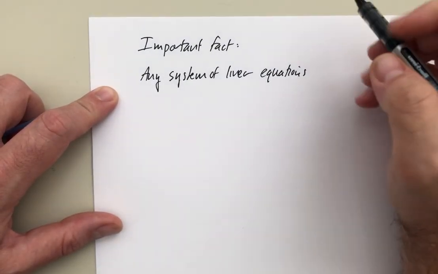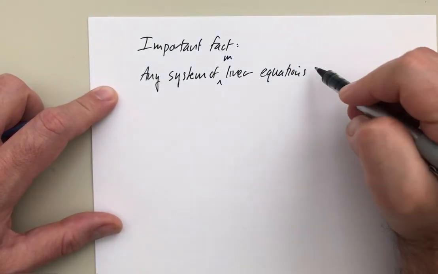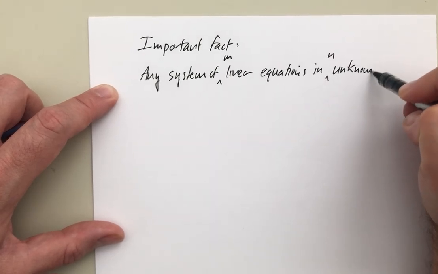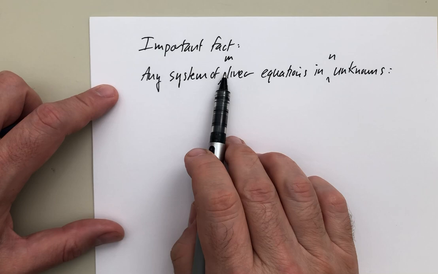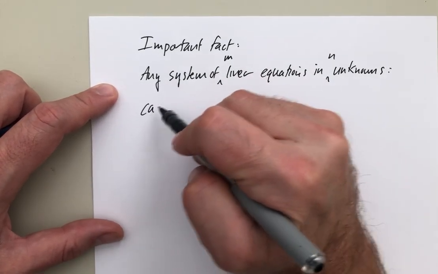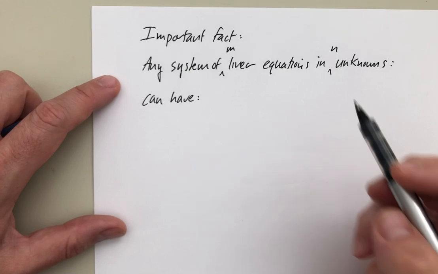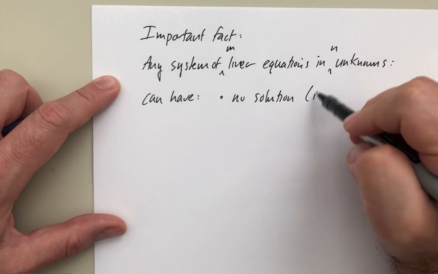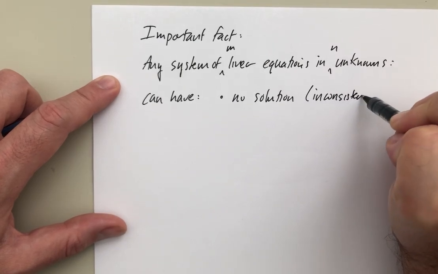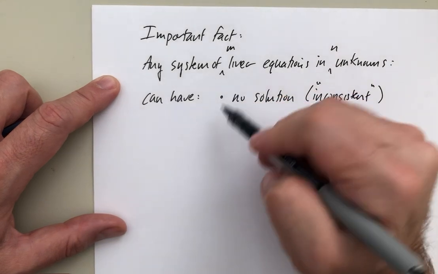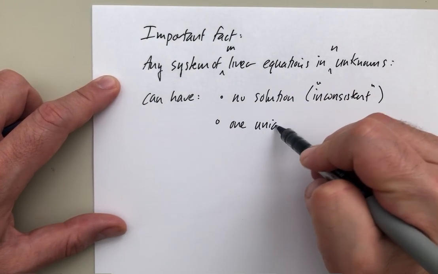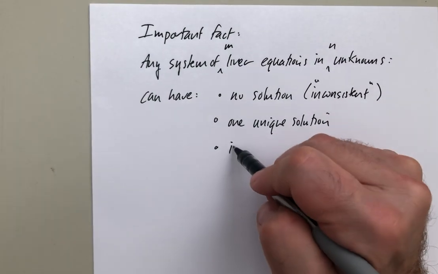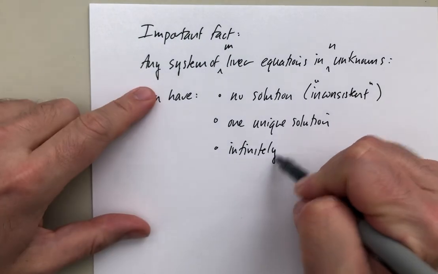three things can happen. Let me say m linear equations in n unknowns. I want to emphasize that this is a general story. If you have m equations in n unknowns, like 40 equations in 22 unknowns, those three things can happen. You can have either no solution, in which case we say that the system is inconsistent. It can have one unique solution, just a single solution. Or you can have an infinite number of solutions. Infinitely many solutions.